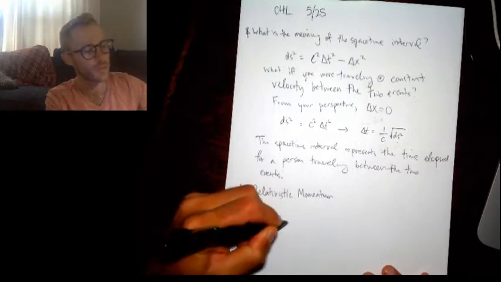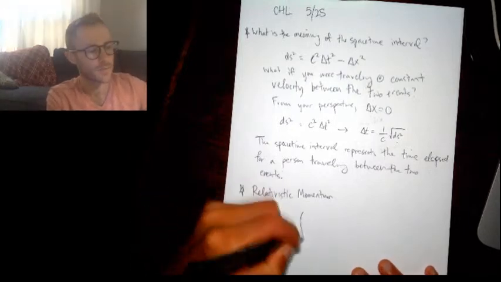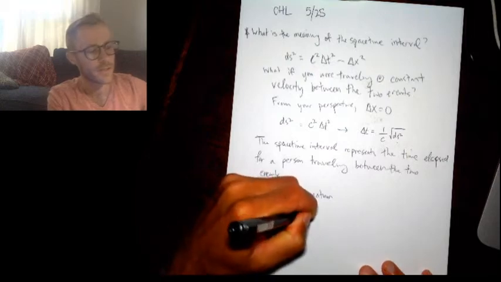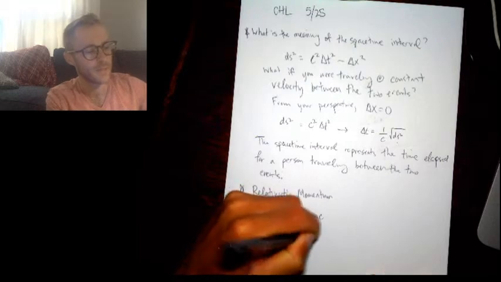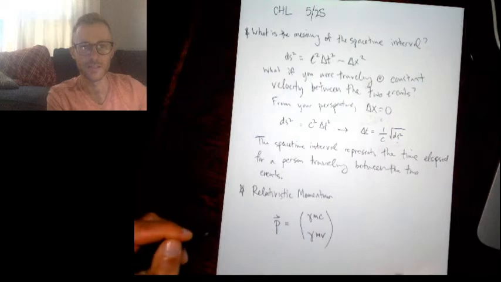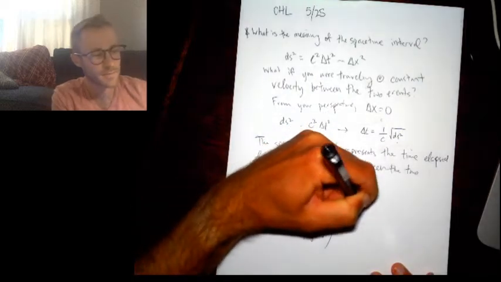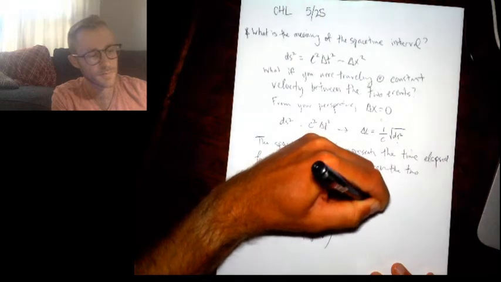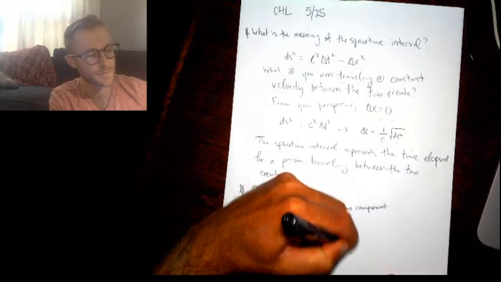So this is the momentum vector, a relativistic momentum. It is gamma mc, gamma mv. This is the time component, and this is the space component.